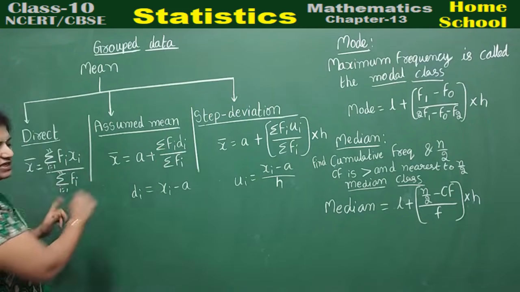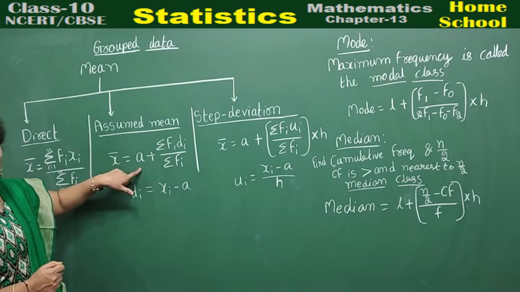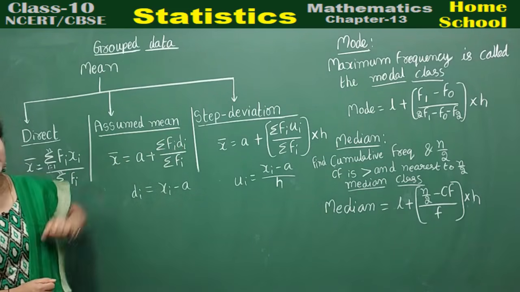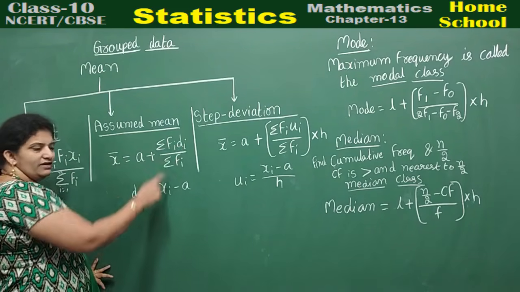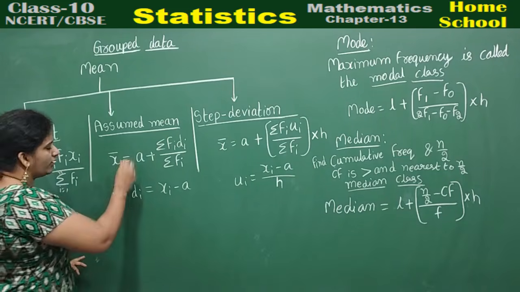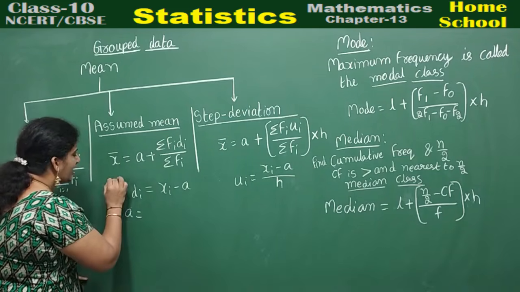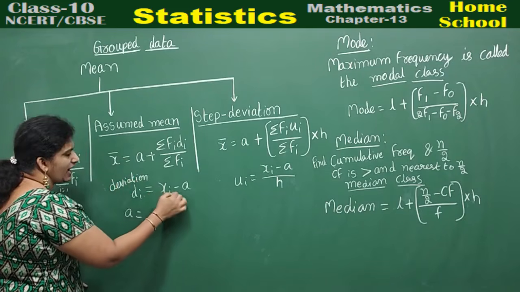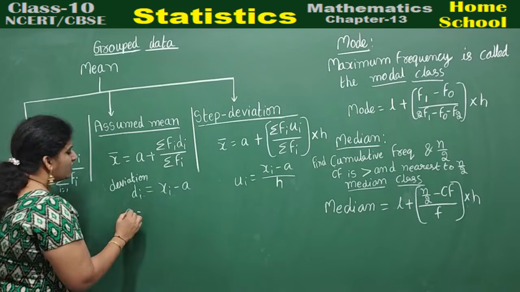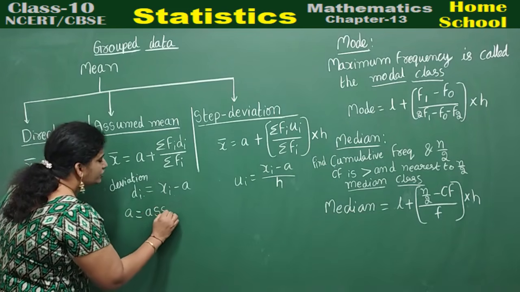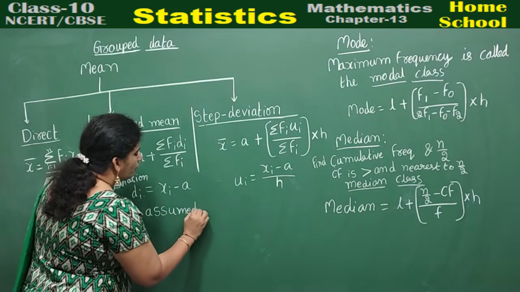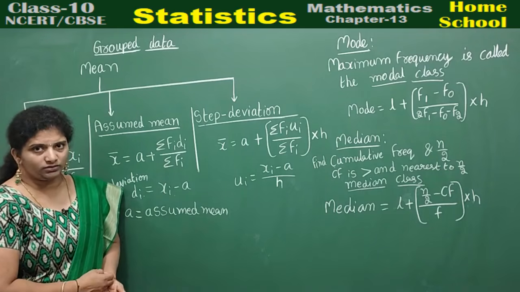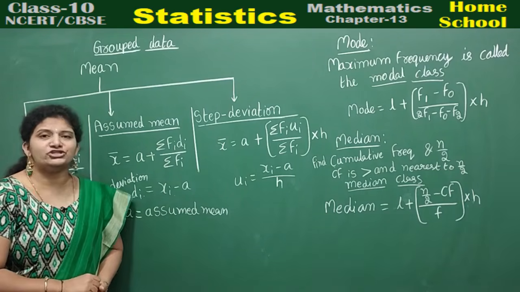What is the difference between these two formulas? Here an extra a came, and here di is there, whereas there it is xi. What is di? Xi minus a. What are a and d? Di is the deviation: di is equal to xi minus a, whereas a is the assumed mean. We take any one value in the score, so we call this the assumed mean.